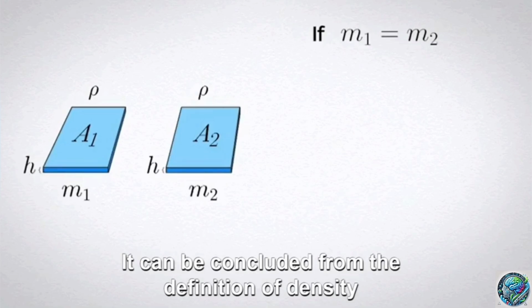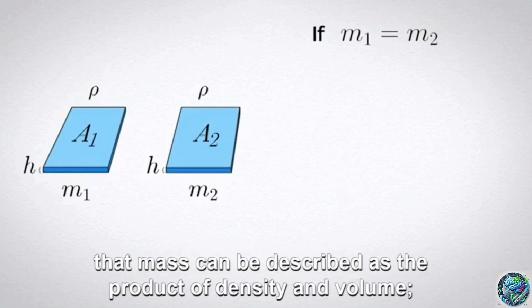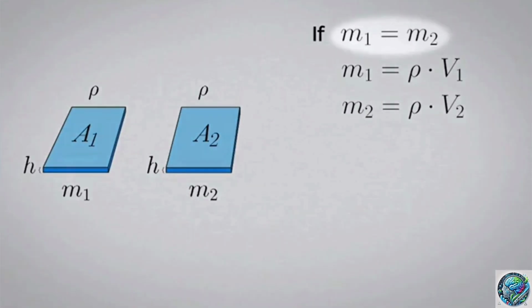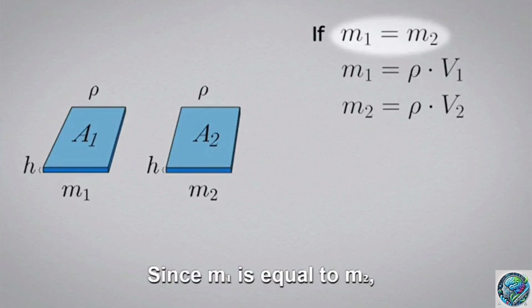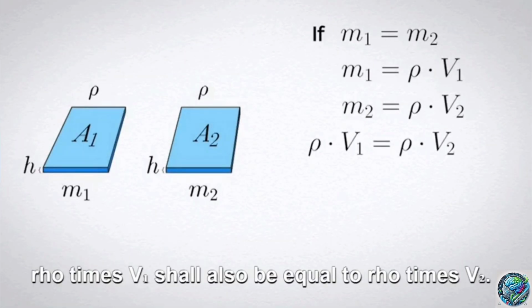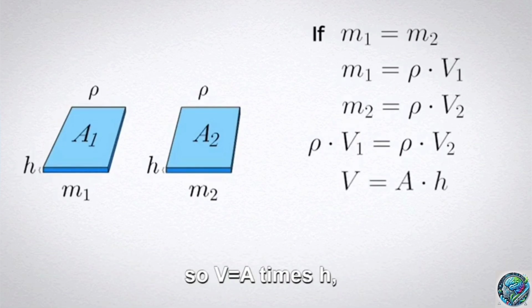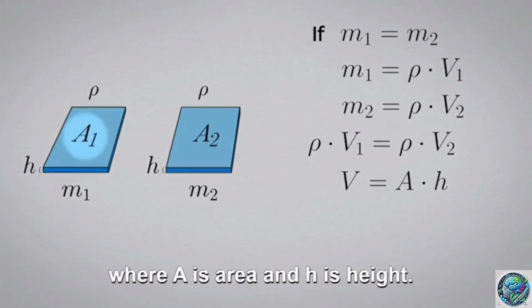It can be concluded from the definition of density that mass can be described as the product of density and volume. So m1 equals rho times v1, and m2 equals rho times v2. Since m1 is equal to m2, rho times v1 shall also be equal to rho times v2. Volume can be expressed as the product of area and height. So v equals a times h, where a is area and h is height.